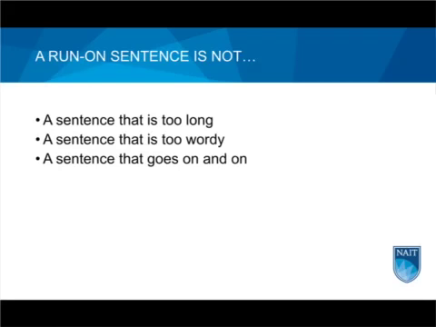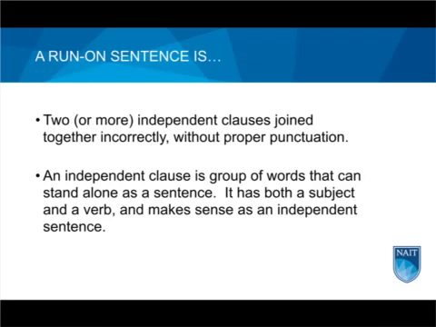Many students believe that a run-on sentence is a sentence that is overly long, too wordy, or just goes on and on. That is not, however, the correct definition of a run-on sentence. A run-on sentence is formed when two or more independent clauses are joined incorrectly into a single sentence. This sounds complicated, but an independent clause is just a group of words that has a subject and a verb and could stand on its own as a sentence. So when you've taken two of those independent clauses and joined them together incorrectly, you've formed a run-on sentence.